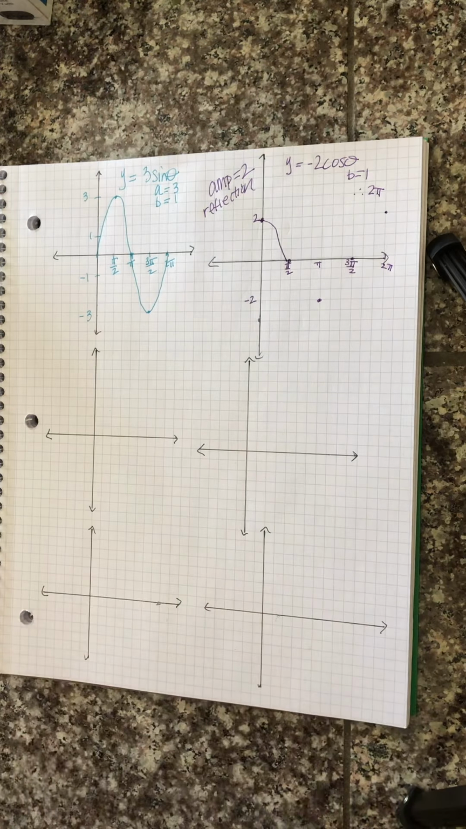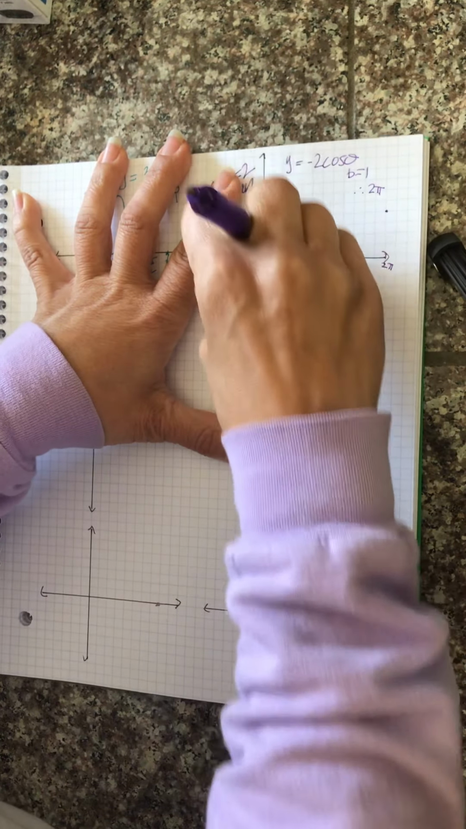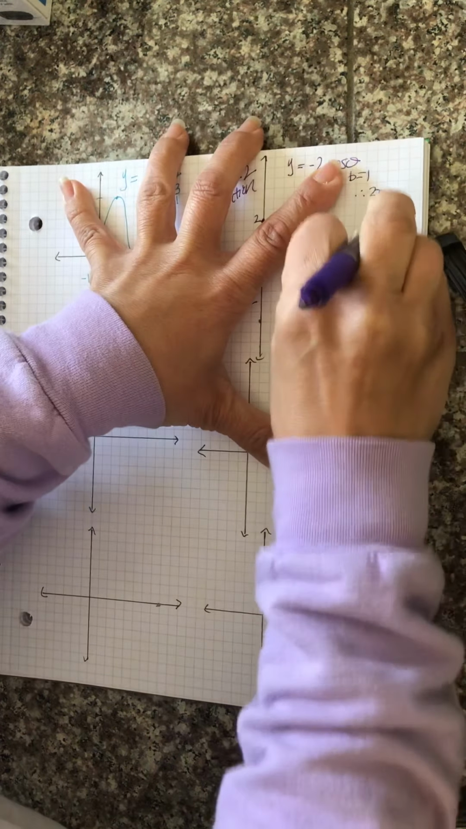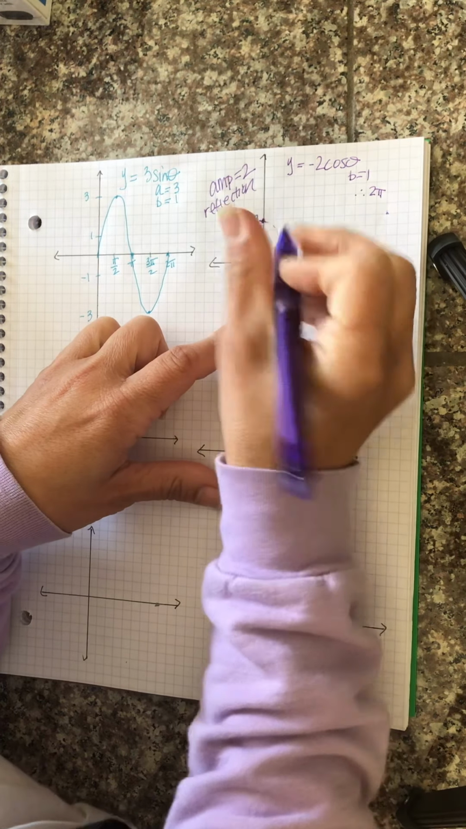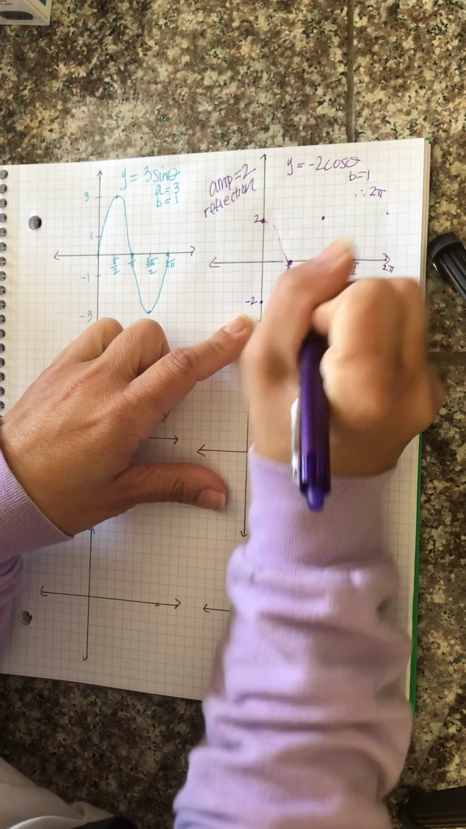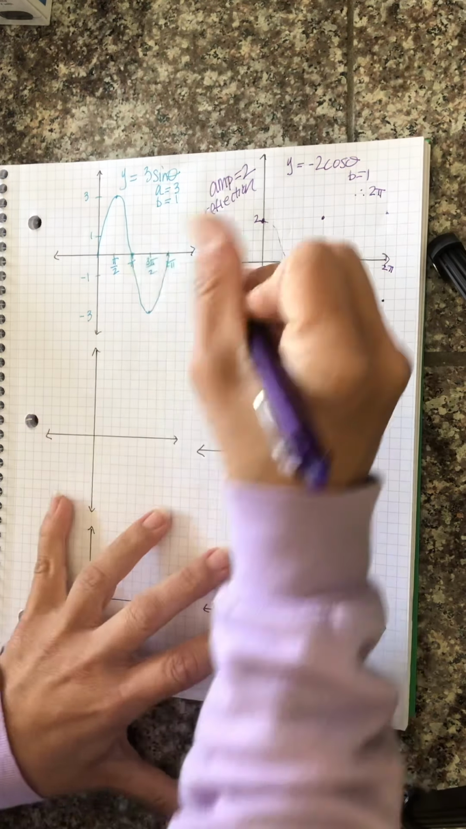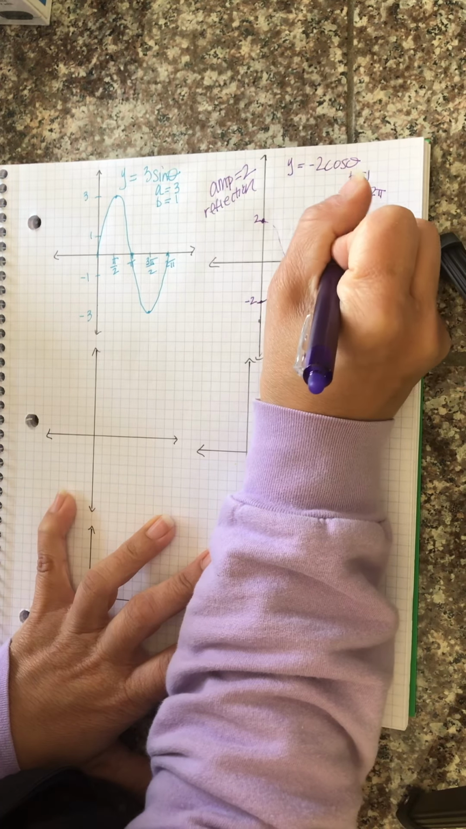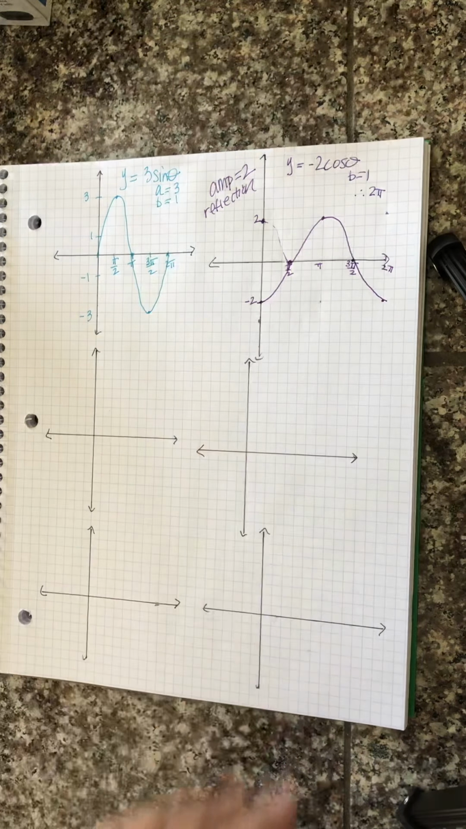Oh, no, no, no, no, no. I messed it up. It's supposed to be a reflection. So instead of starting at the high point, good thing I'm using an erasable pen, huh? Instead of starting at the high point, I'm going to start at the low point. Pretty good. Not too bad. That's a little messed up.